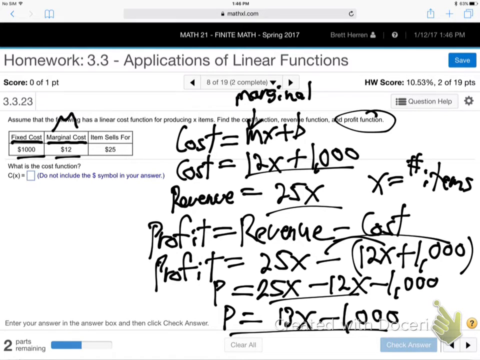And we're done. So we found all 3. We found the revenue function, the cost function, and the profit, which is always revenue minus cost. Any questions I can answer on that one? Is that making sense? Good. All right, I'm going to move on.